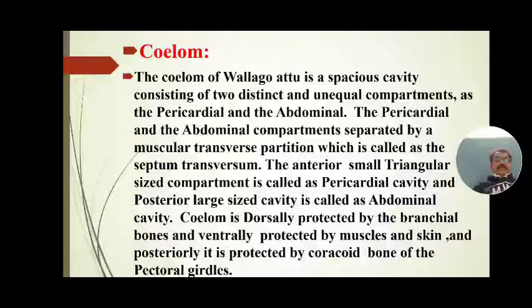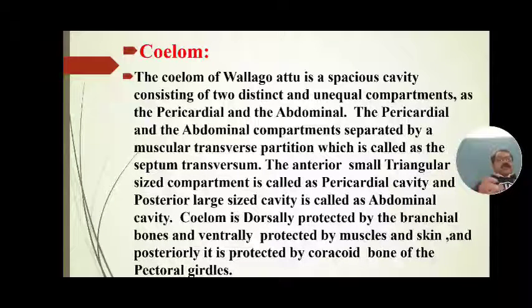Ventrally it is protected by muscles and skin, dorsally by the branchial bones, and posteriorly by the coracoid bone of the pectoral girdle.